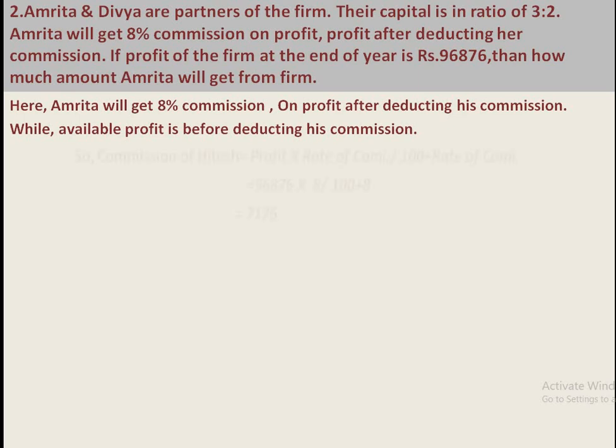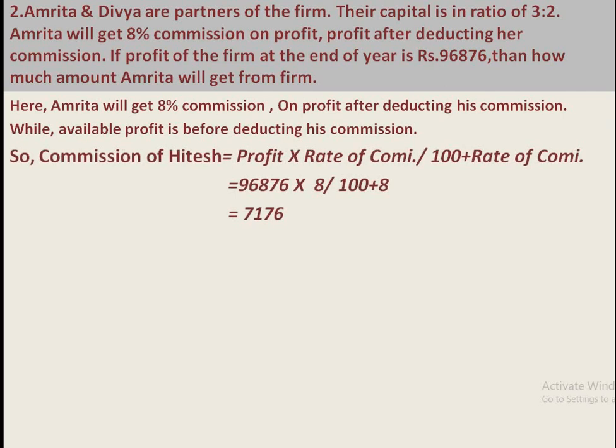Yes, so we are using this formula to get her commission. Sorry guys, not Hitesh but Amrita. Profit into rate of commission divided by 100 plus rate of commission. 96,876 is profit. 8% is the rate of commission. Dividing by 100 plus commission rate 8. So exactly 96,876 into 8 divided by 108. Thus Amrita's commission is 7,176. Sorry guys, actually not Hitesh, but here the partner's name is Amrita. Okay, you can rectify it.